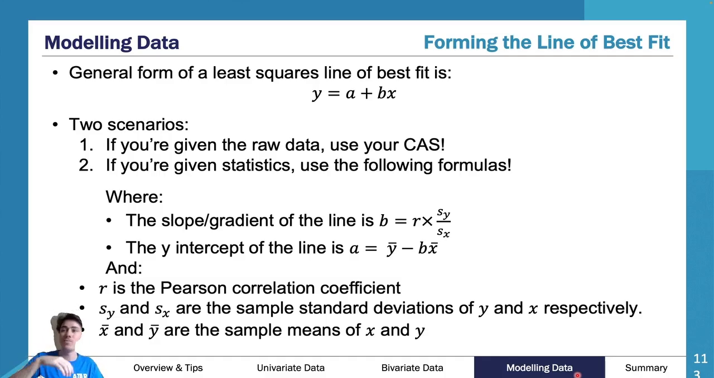These formulae read: B equals, so your slope, your gradient, or your M value, if you like, B is equal to your Pearson's correlation coefficient multiplied by your standard deviation of Y divided by your standard deviation of X. Really important that that is how that works. You do B first. Calculate B, because then you need your B value to find your A value. And your A value is equal to your mean of Y take away B multiplied by your mean of X. So you need your B value first, really important.